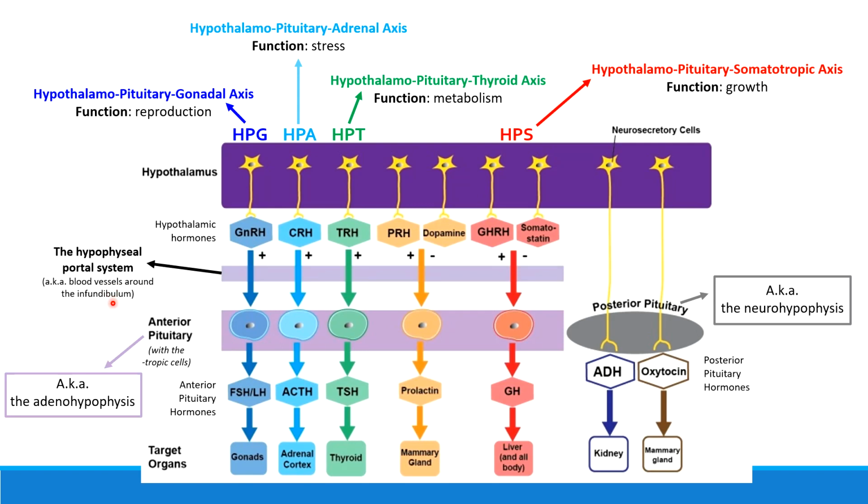So these blood vessels take the hormones that are made by the hypothalamus and bring them down to the anterior pituitary gland. In the anterior pituitary gland, we find those tropic cells. So if we look at our different axes that are labeled up here, let's use these labels to help us know which type of tropic cell we're seeing here. So this first tropic cell is involved in the hypothalamo-pituitary gonadal axis. If we were to label this particular cell, we would call this guy a gonadotroph.